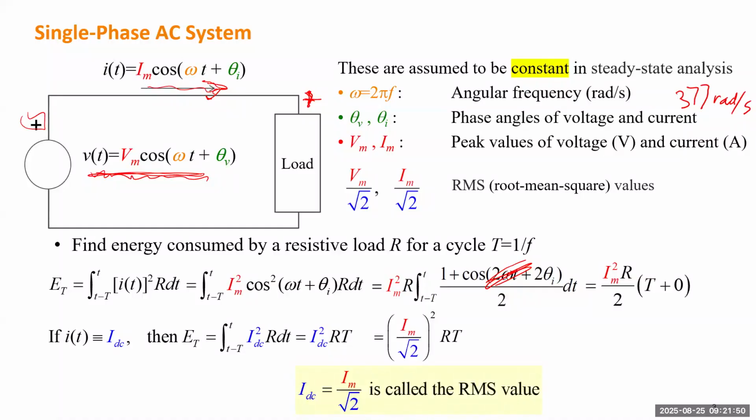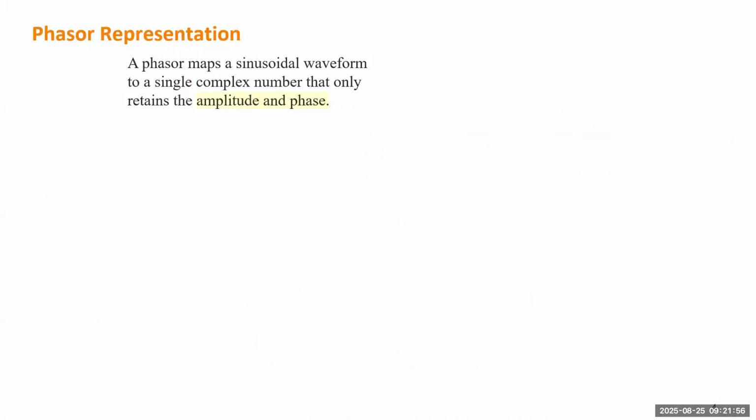Similarly, we will also use the RMS value for voltage in calculations. Next, we want to introduce the concept of a phasor. Phasor may mean different things, maybe a vector, maybe something revolving, but in power systems we especially mean a simplified notation for a sinusoidal waveform. A phasor maps the sinusoidal waveform to a single complex number that only carries the amplitude and phase, and we ignore how it really varies in time in detail.